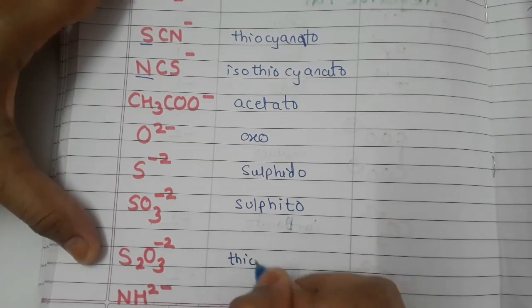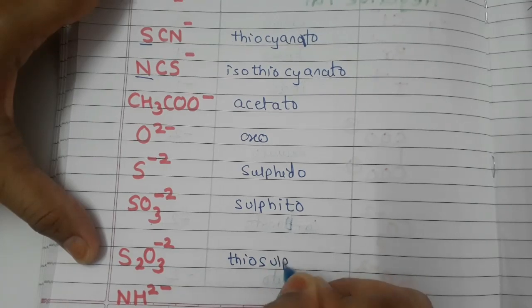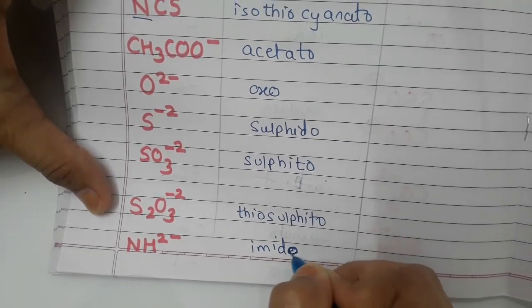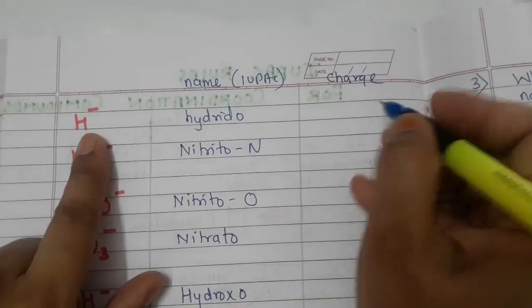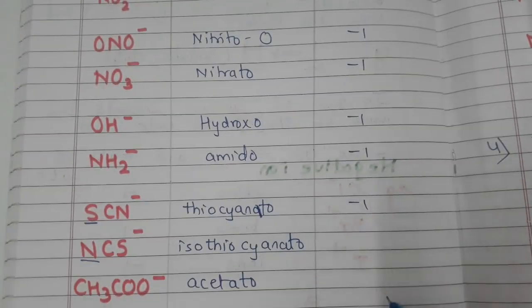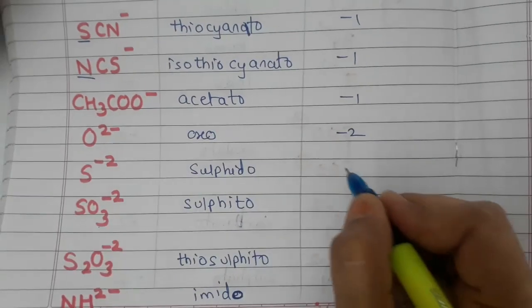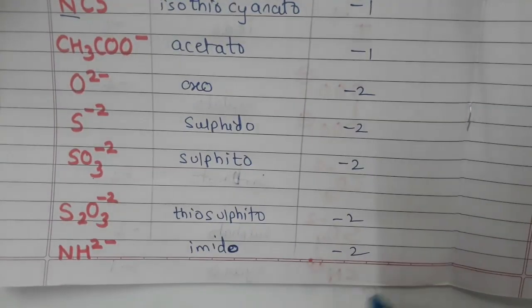This is thiosulfate, so I write thiosulfato. This is imide, so imido. Now we are going to write their charges. We have -1, -1, -1, -1, -1, -1, -1, -1, and here -2 for oxo. Sulfido -2, sulfito -2, thiosulfato -2, imido is also -2.